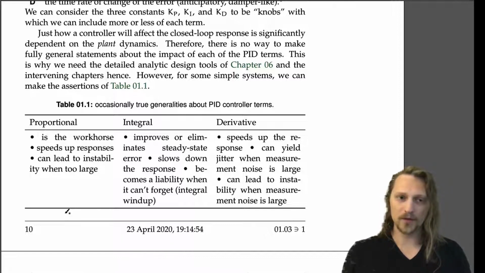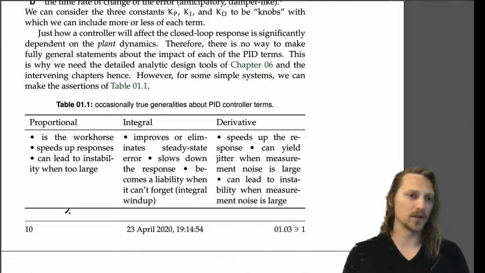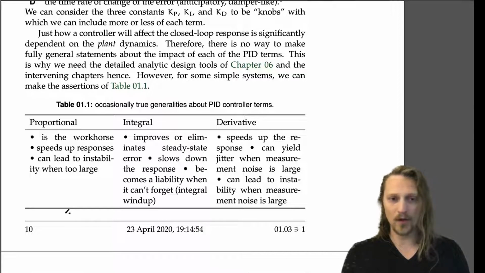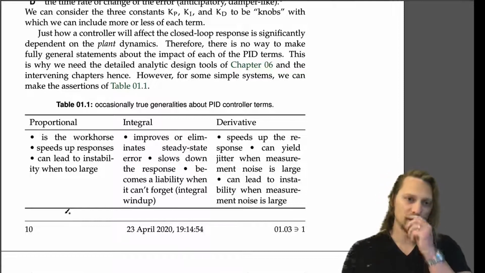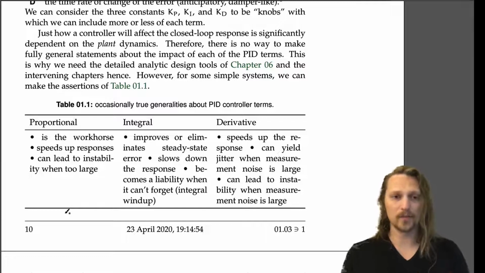The proportional term, as you increase it, it usually speeds up the response. And if you increase it too much, it can lead to instability. So small proportional gains are frequently stable. The feedback loop is frequently stable. But for large proportional gains, it is common to see a system become unstable at that point.